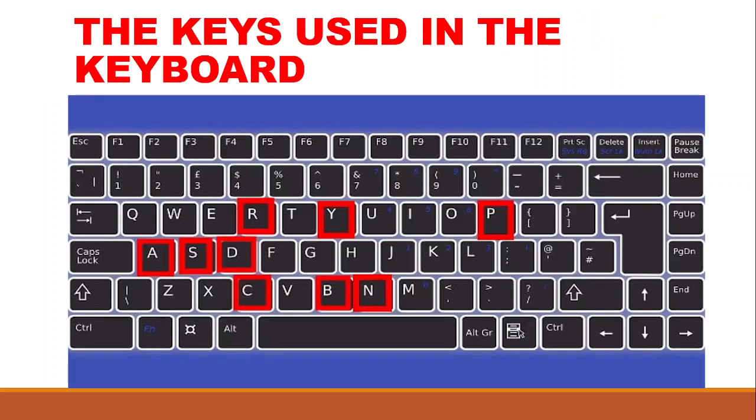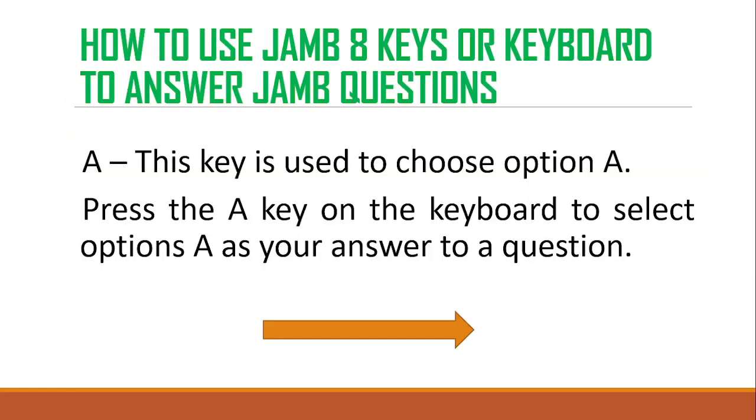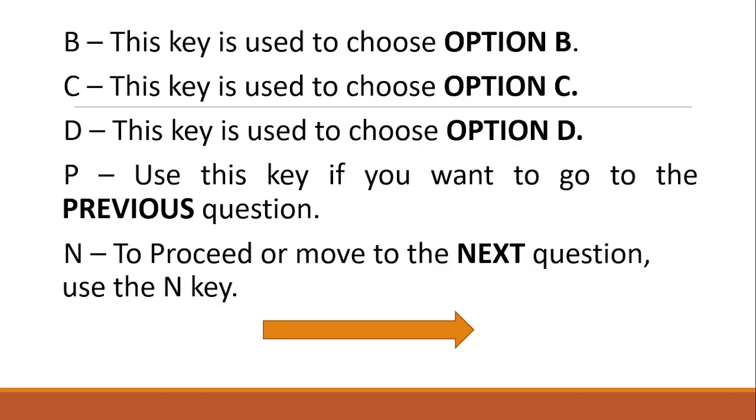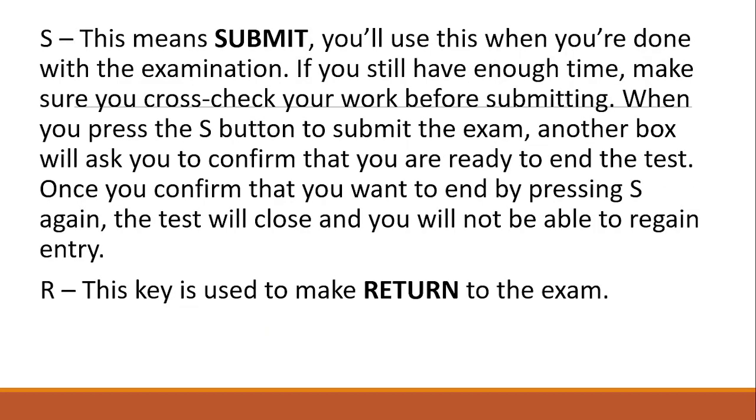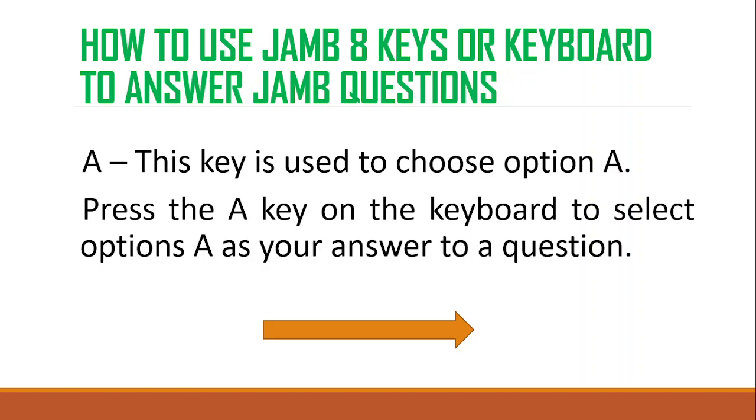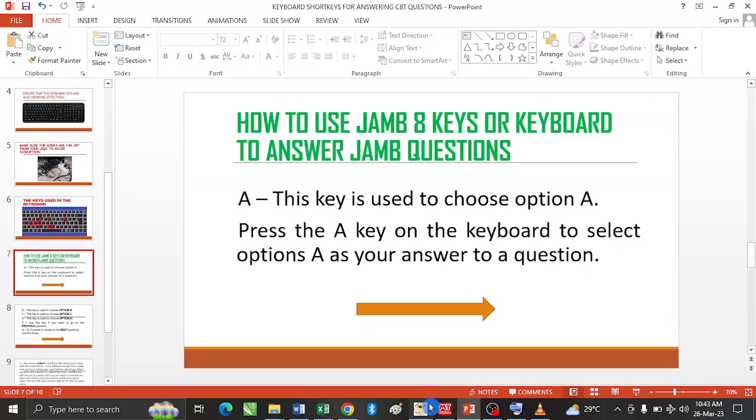Now, these are the keys used on the keyboard. The key A is used to answer option A. Key B is used to answer option B. Key C is used to answer option C. Key D is used to choose option D. Key P is used to go to the previous question. Key N is used to move to the next question. Key S is to submit, and key R is to return back to the examination if you don't want to submit yet.